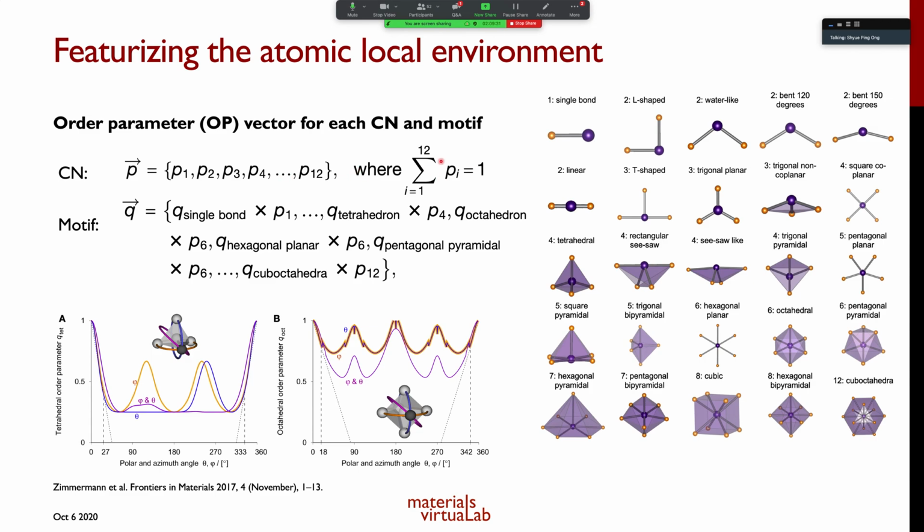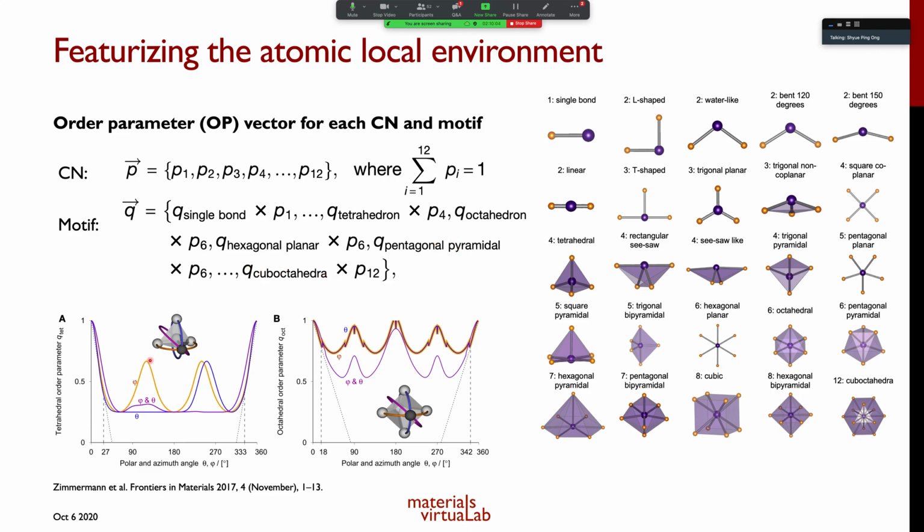And the sum of all the order parameters for this coordination number 1 to 12 is basically going to be 1. Okay. Similarly, for the motifs, we can describe an order parameter based on the order parameter for the coordination number as well as the type of motif that we see. Okay. So for example, for 6-fold coordination, there is the octahedron, there's the hexagonal planar and the pentagonal pyramidal local environments, and those are different motifs with the same coordination number.